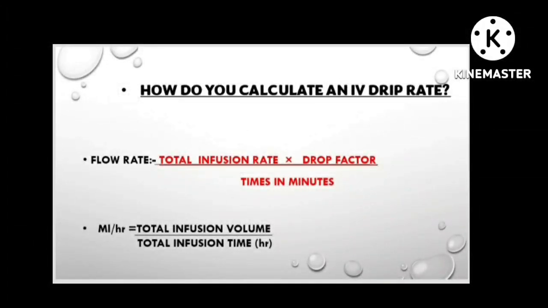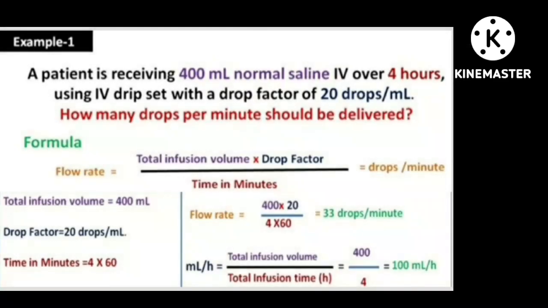So how do you calculate an IV drip rate? The formula of flow rate calculation is total infusion volume times drop factor divided by time in minutes. If you are calculating ml per hour, the formula is total infusion volume divided by total infusion time. Here I have given examples of this formula.